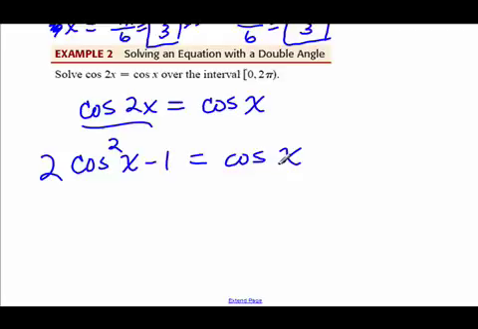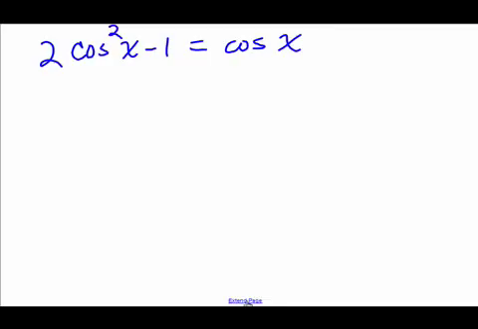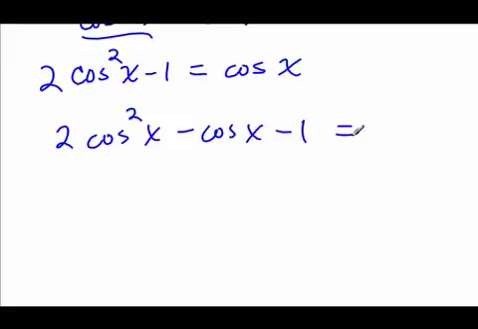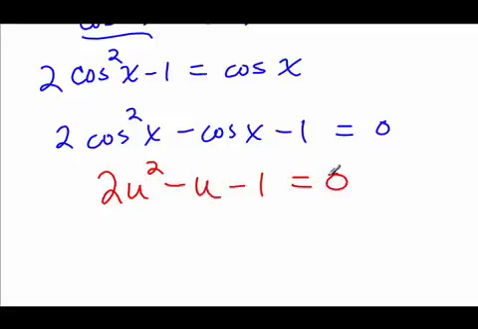And let's get 0 on the right-hand side. Let's subtract cosine x from both sides, giving me 2 cosine squared x minus cosine x minus 1 equals 0. And believe it or not, the left-hand side is a factorable quadratic equation in disguise. And if it doesn't jump out at you, use substitution. You can think of cosine x as being u, and this is nothing more than 2u squared minus u minus 1 in disguise.